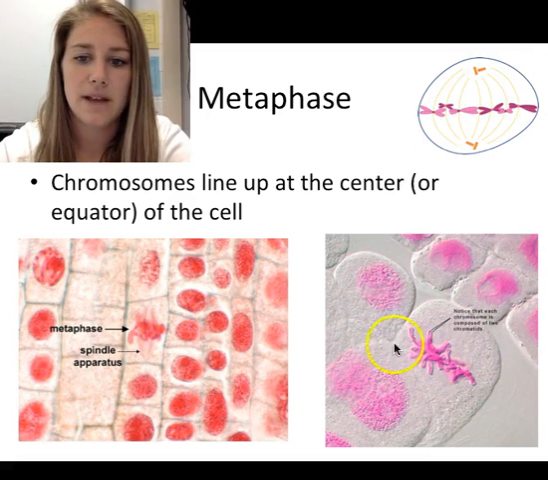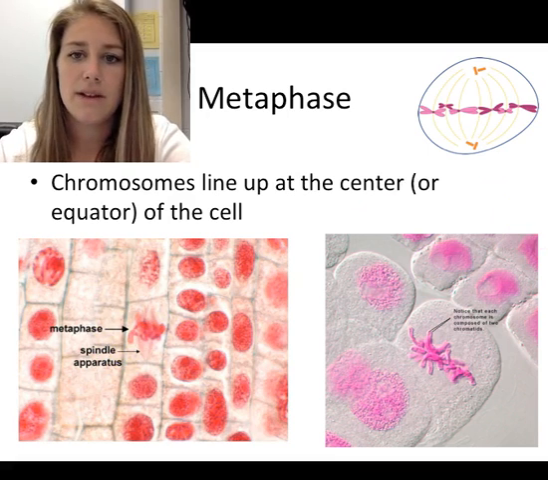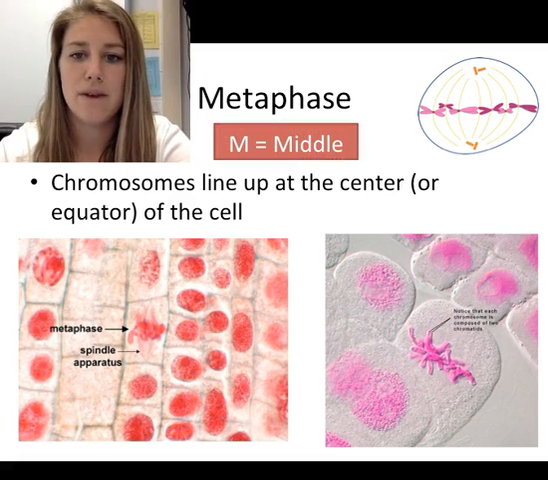So in an animal cell, and we know this is an animal cell because it's circular, you can see all the chromosomes are aligned in the center. In the plant cell, it looks very similar. Again, the chromosomes are lined up in the center. An easy way to remember this is M is for middle. Chromosomes line up in the middle.